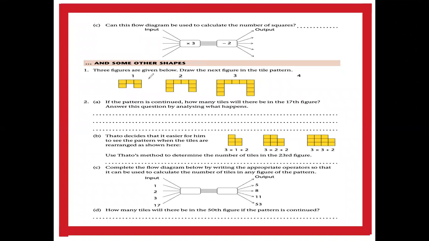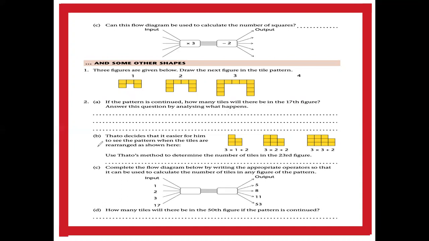And some other shapes. 3 figures are given below. Draw the next figure in the tile pattern. Okay, I want you guys to do that. It's going to be very difficult for me to draw that. If the pattern is continued, how many tiles will there be in the 17th figure? Answer this question by analyzing what happens. So analyzing what happens is maybe just counting up the tiles and then coming up with the rule.